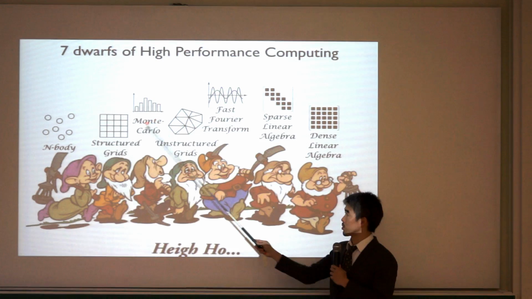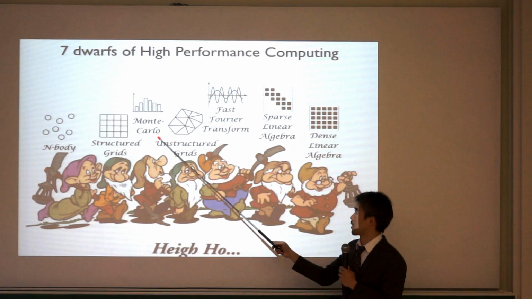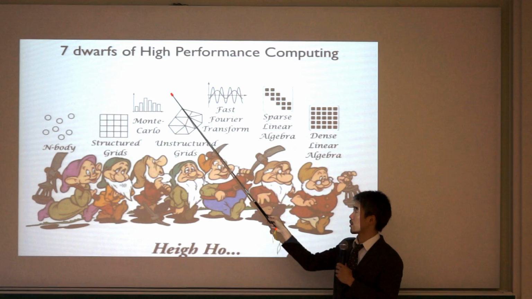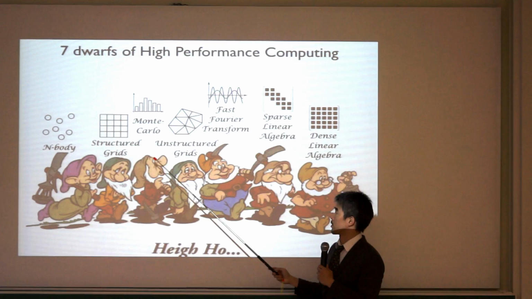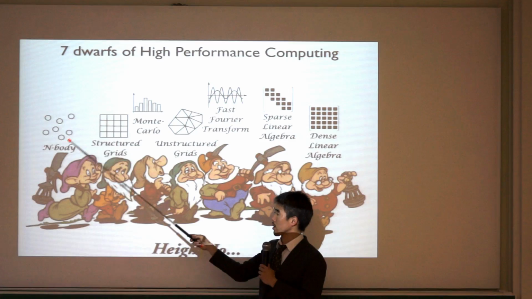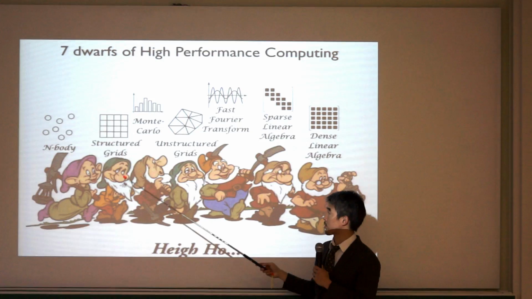Monte Carlo is a more statistical, less deterministic way of doing a simulation. So I'm showing here a histogram of these statistical properties. N-body is used in molecular dynamics, so the study of molecular interaction. But before that, Monte Carlo methods were used.